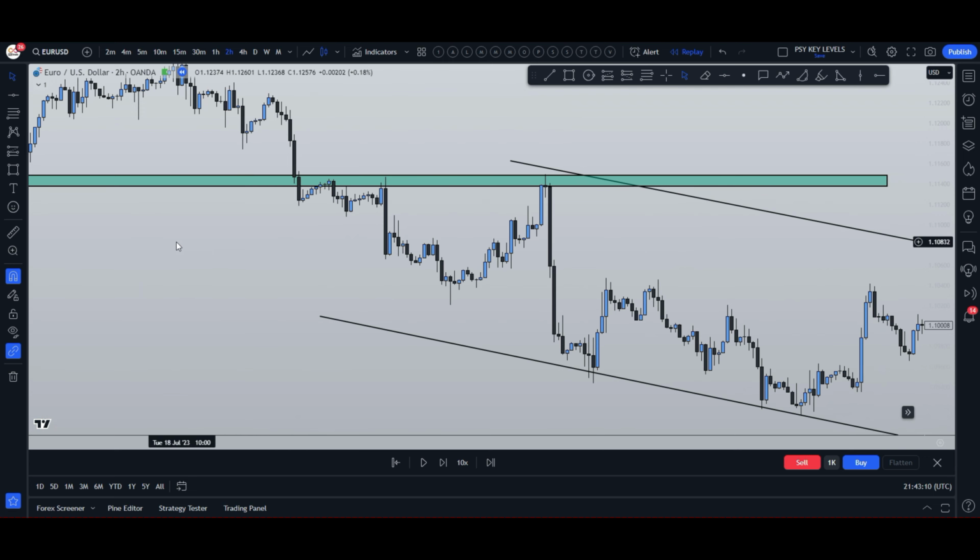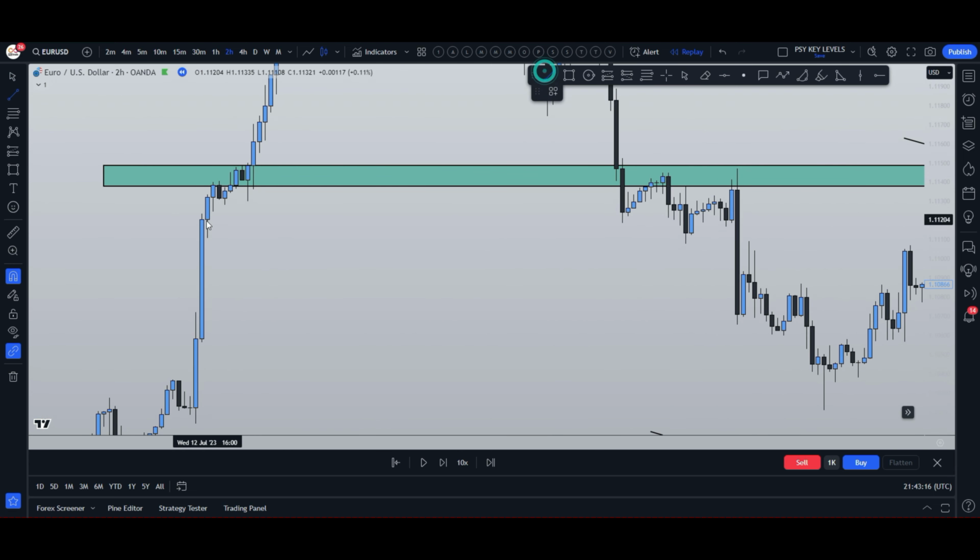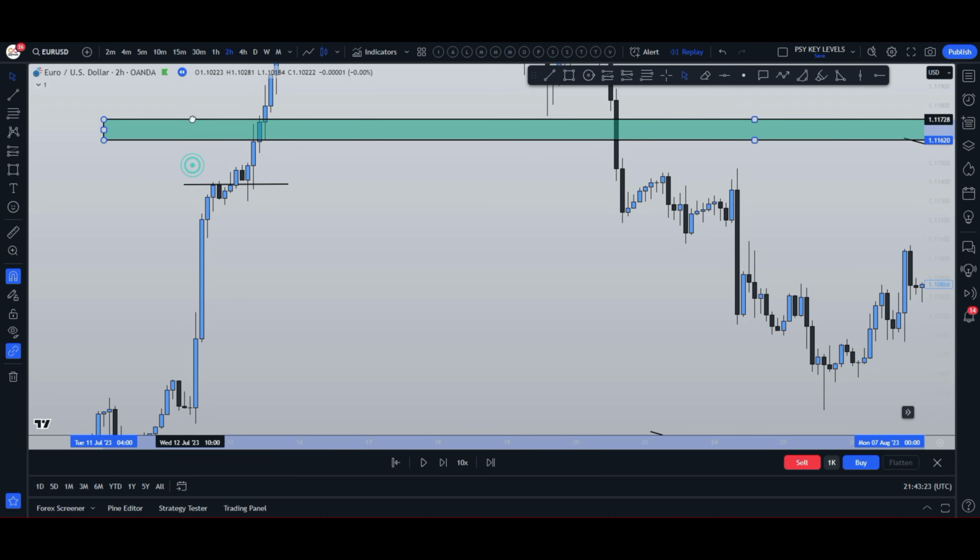If I zoom in, you get a better idea of what I'm talking about. Let's break this down even more. Price broke above and came down. This became resistance. Price came back down, a breakout, right? Then the breakout here, and price came back down.